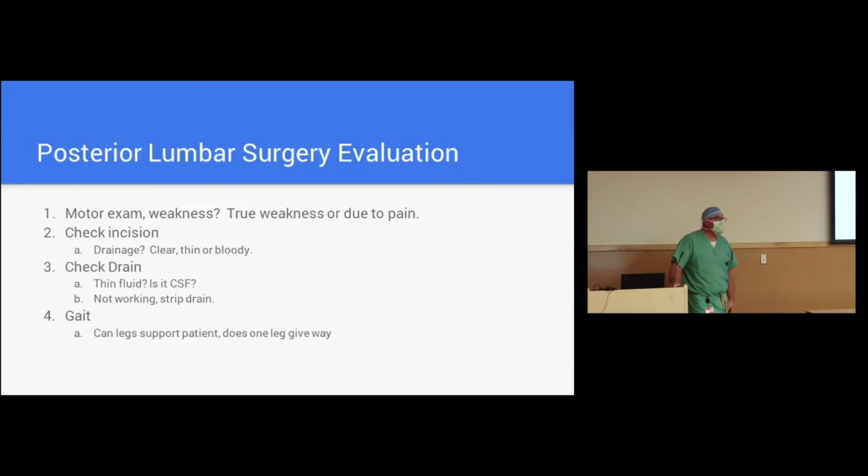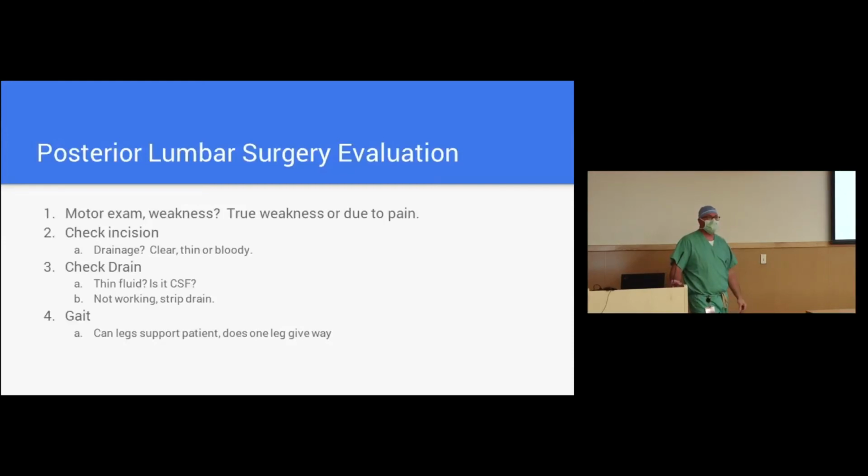If they're draining fluid from their incision, they have a big bulge in their back. Is the drainage clear to suggest spinal fluid, or very, very thin? Those would be something to be concerned about. If they have a drain in their back, is the drain pulling out thin fluid or clear fluid, which would be suggestive of spinal fluid? Is the drain not working, but they're developing a kind of hematoma in their back, even though they have a drain in? Who here knows how to strip a drain?